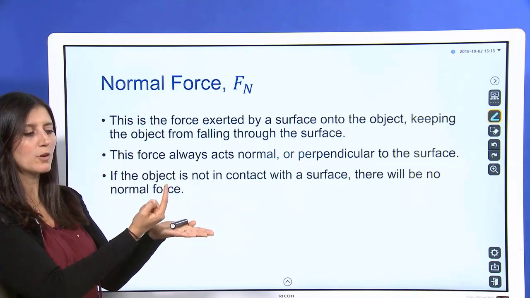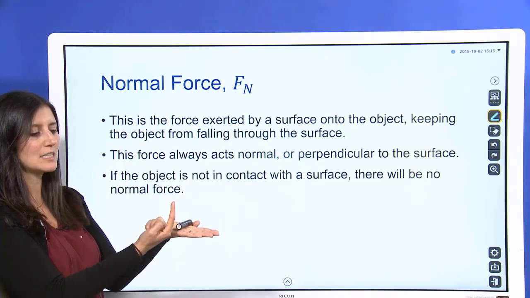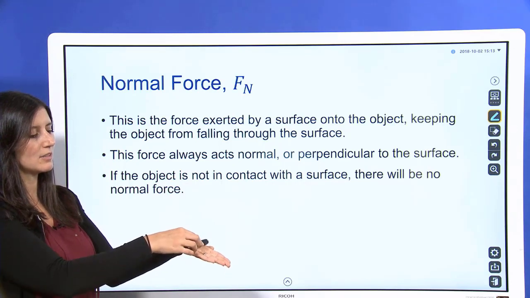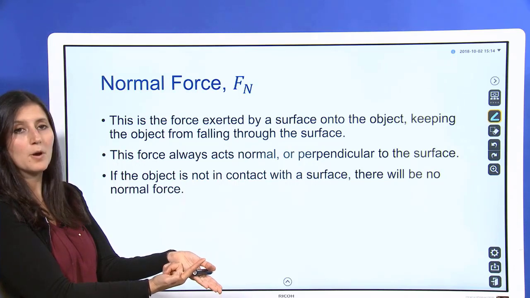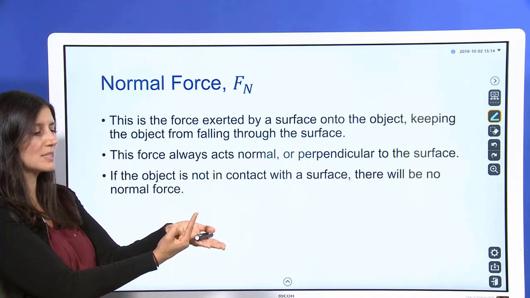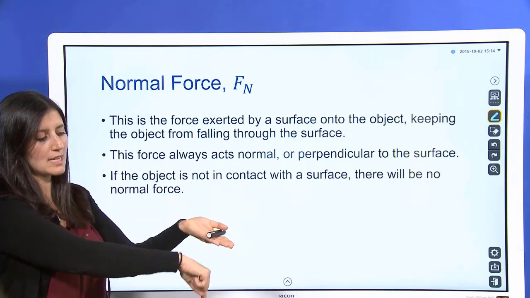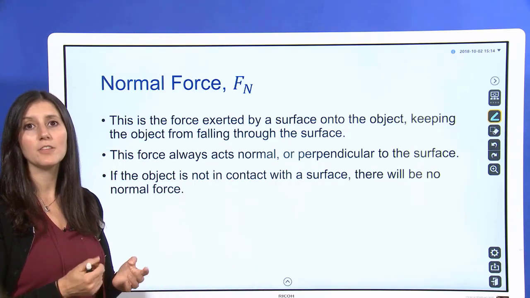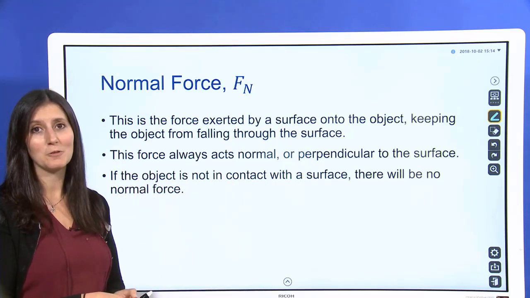Okay, so that force is always normal, or perpendicular, to the surface. In this case, it would be pointing straight up. If my table was like this on an angle, my normal force would then point in this direction, perpendicular to the surface. Okay, so it's always going to be perpendicular to the surface that it's on. And the force of gravity always points straight down, no matter what angle the surface is at. If the object is not in contact with a surface, there will not be a normal force.